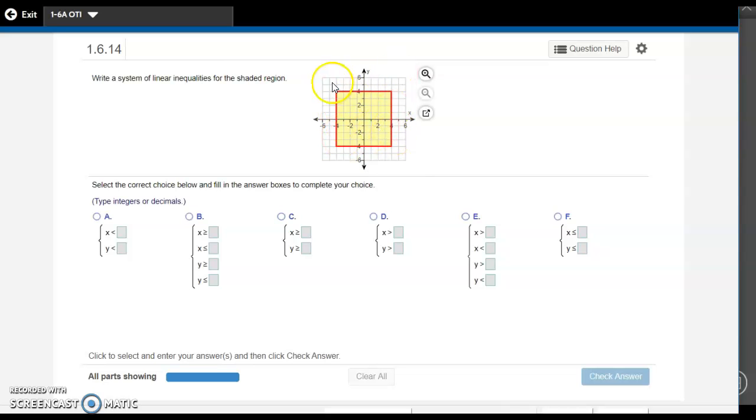These are x lines because they're vertical. This would be x is greater than negative 4. This would be x is less than or equal to positive 4. So you just have to pick the right one that has those. Should be able to figure that one out.